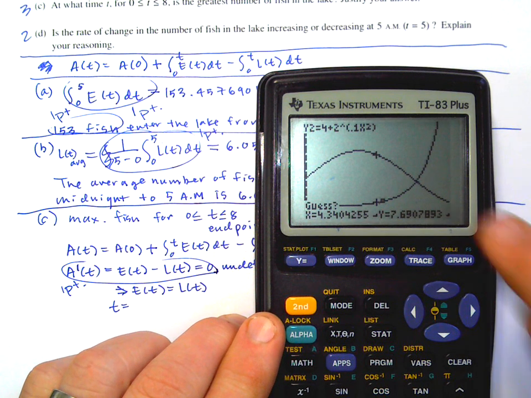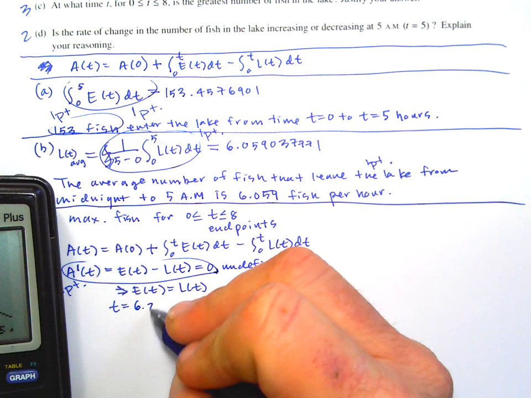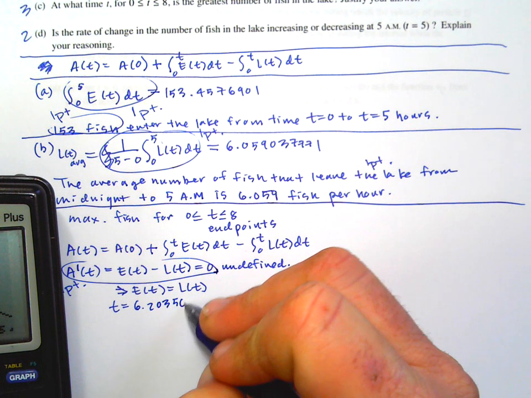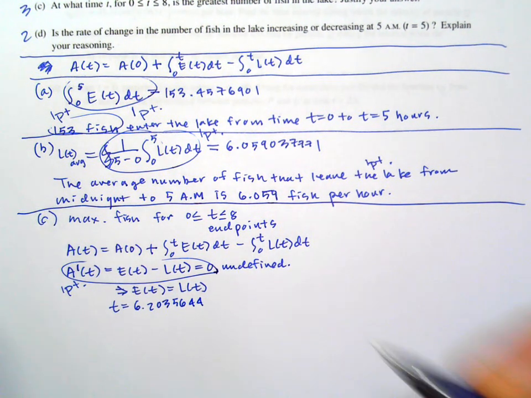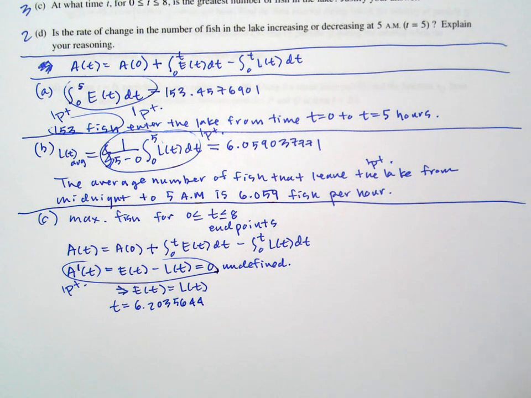It's 0 to 8. It looks like it's around 6.5 or something. That's quicker than moving the cursor all the way over. So it is 6.203564. Carry extra decimals, more than 3, because you're going to use this in your work. And they do in the scoring guidelines too.